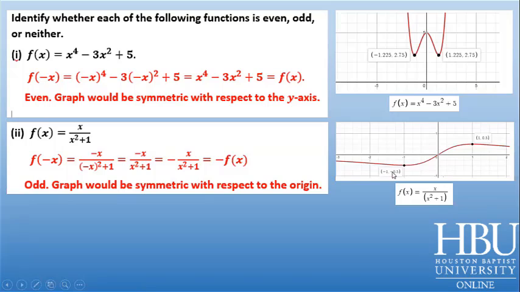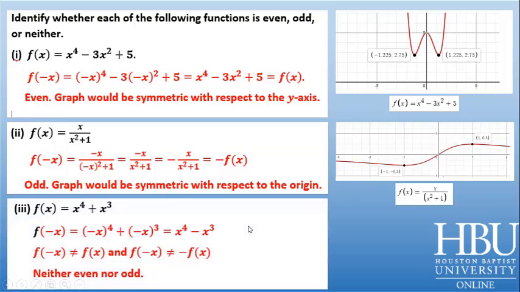Here's a picture of the graph. Notice these 2 points, 1 and 0.5, and -1, -0.5. This graph is symmetric with respect to the origin. It's an odd function. Here's a final example.